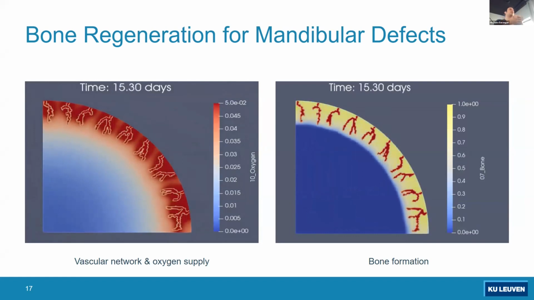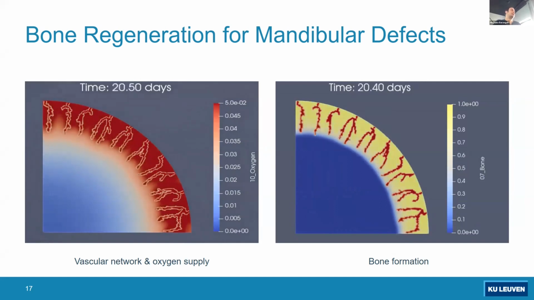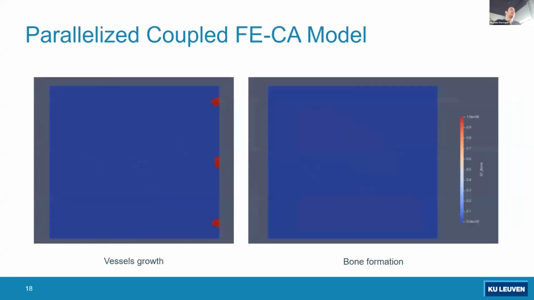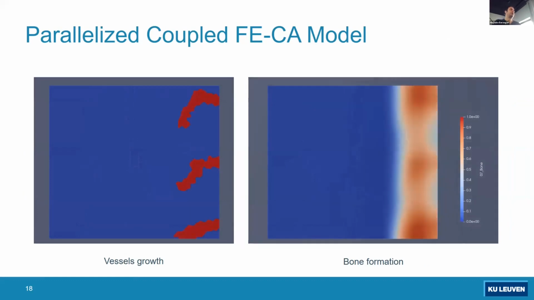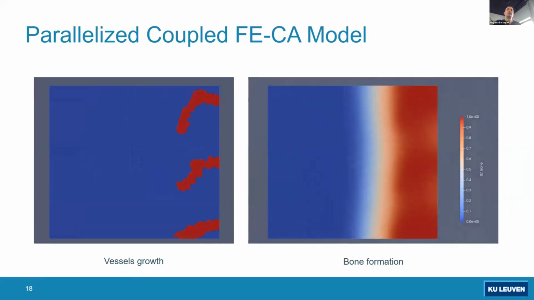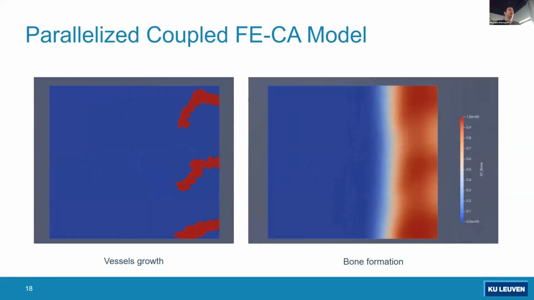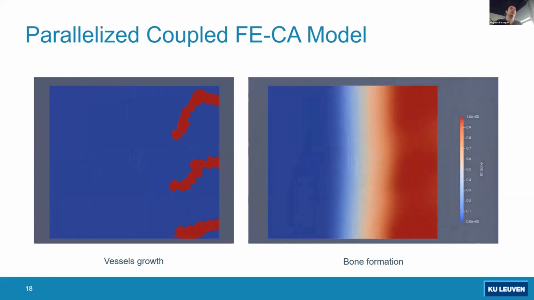As I said, this is described by more or less 10 or 11 equations, as well as a discrete representation of a CA model, all implemented in FreeFEM. This coupled FE-CA model is also parallelized, which was a bit challenging, especially for the CA model. But as you can see here, we have a partitioned mesh, and the discrete model works quite well. The vessels can grow and jump from one partition to another. And the bone formation on the right is also the continuous model going on.